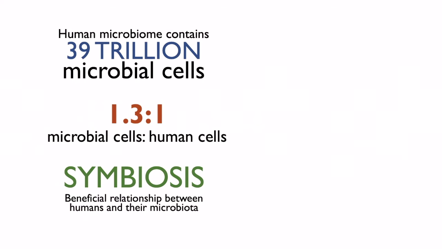So, some facts. These estimates get revised up and down all the time, but the current state is that there are around 39 trillion microbial cells in and on the body, which means they outnumber the human cells by about 1.3 to 1. So there are more microbial cells in and on your body than there are of your own cells. You're more microbial than you are human.